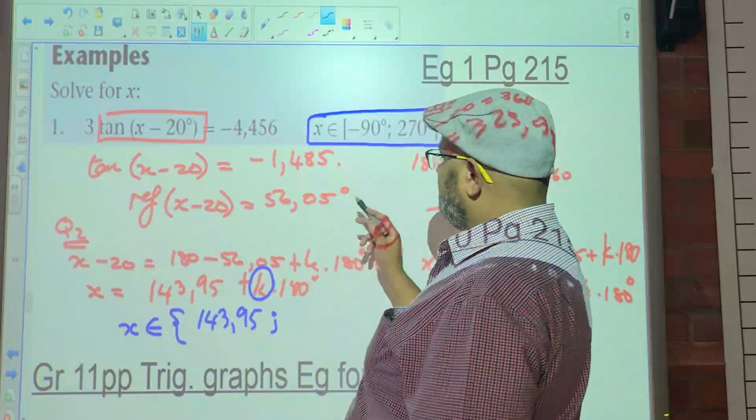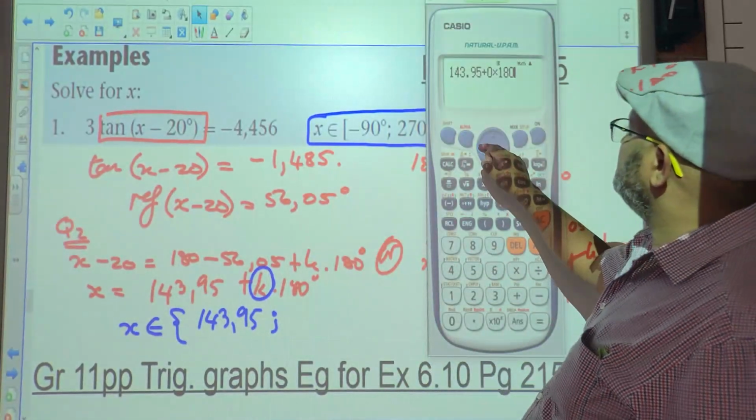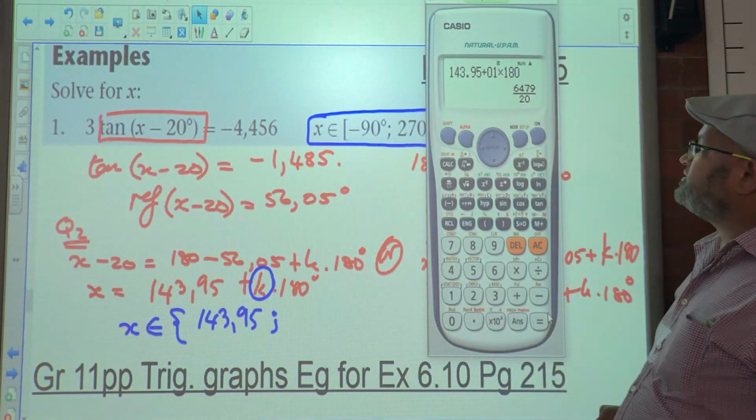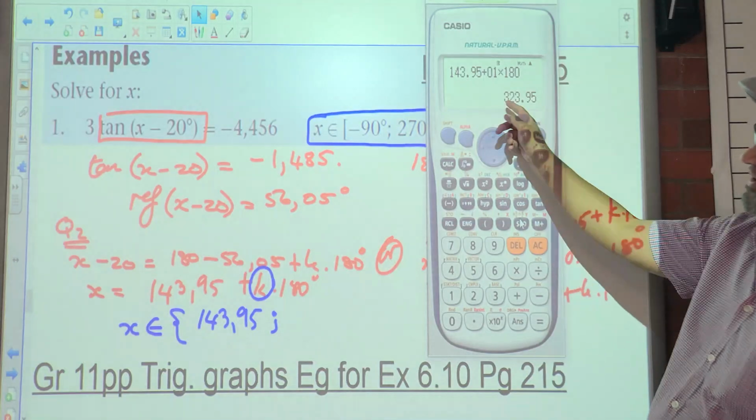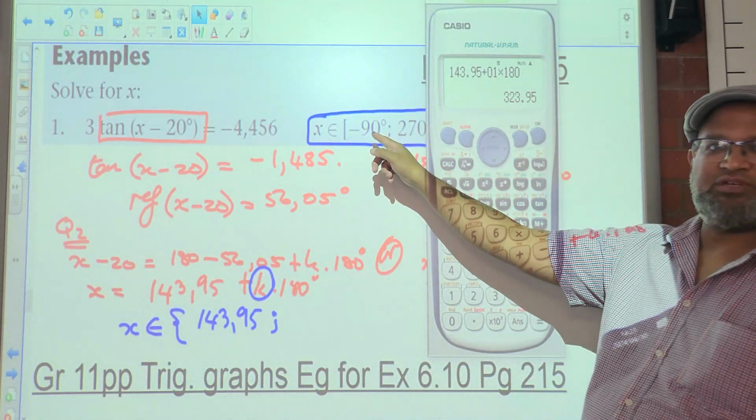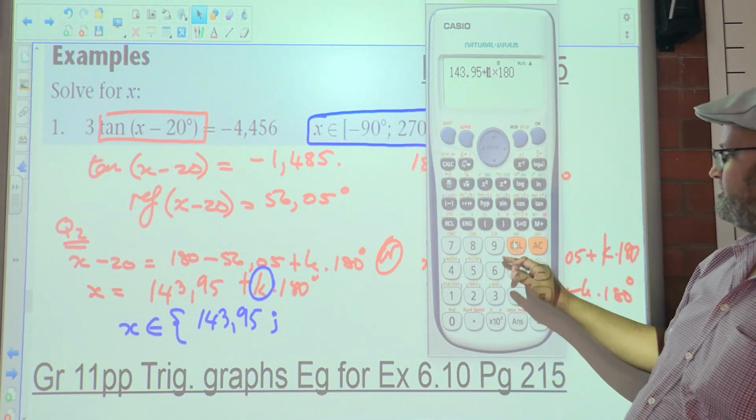Okay, then I try 1, not so? I try 1, then it gives me 323,95. Is it inside or outside? Outside. Do I have to write that? No. Now I go with negative 1.